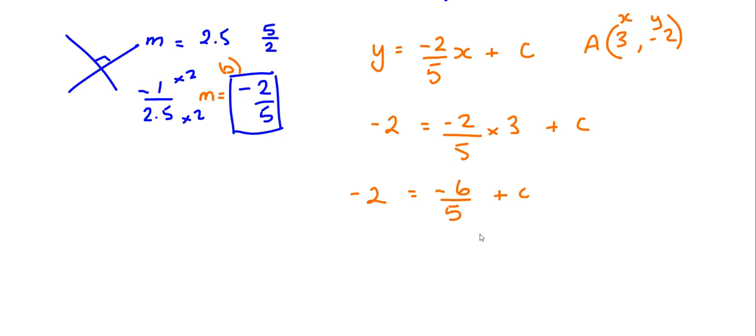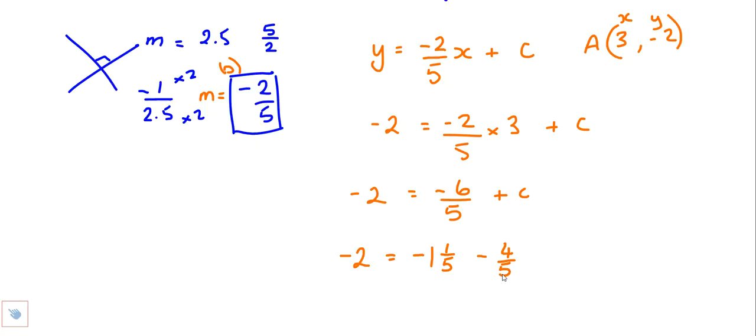So at this stage then, we've got to solve this. Now you can convert that to a decimal if you like. You've got a calculator. For me, I changed it into a mixed number, so I know that's minus 1 and 1/5. And the reason why I did that is because I know to get from minus 1 and 1/5 to minus 2, I just have to minus another 4/5.